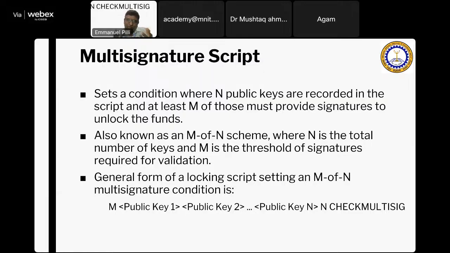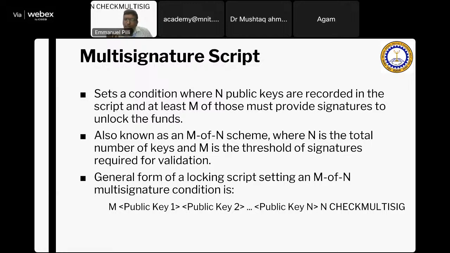In a multi-signature script, there are n public keys in the script, and at least m of them must be provided to unlock the funds. So it is not one signature being correct, but m of n signatures being correct. It is called an m of n scheme, right? So m of n public keys must be verified. Here n is the total number of keys, and m is the threshold of signatures required for validation. That means out of n, some m must be available.